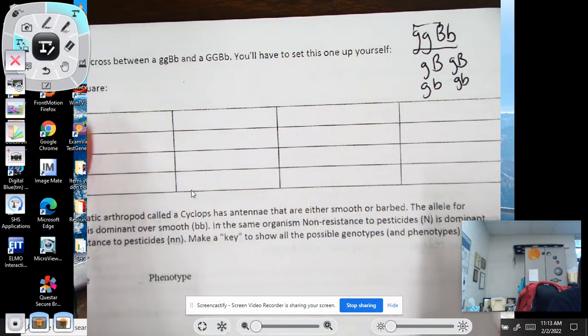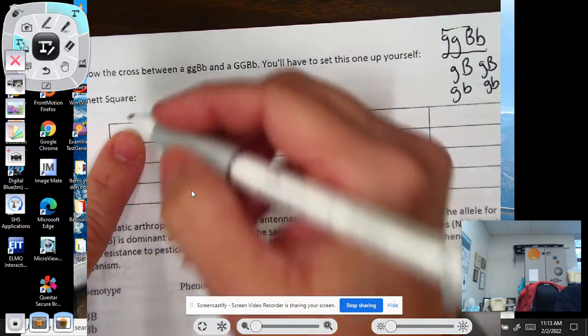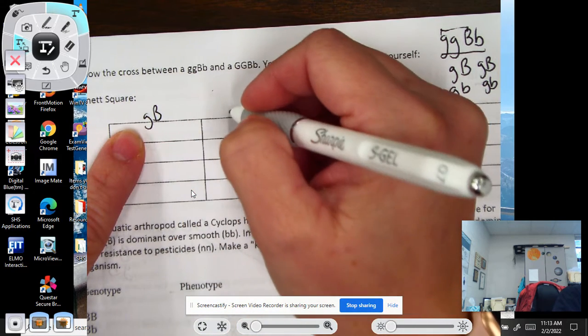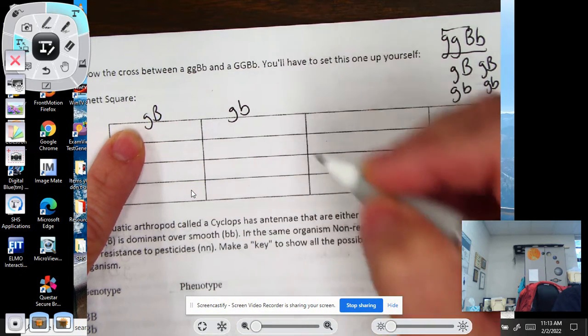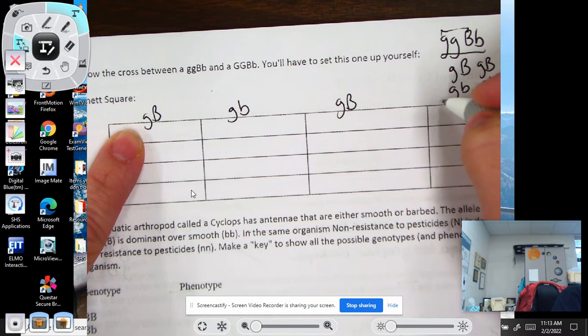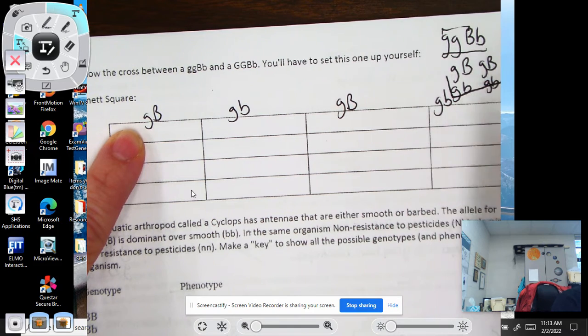Okay? And that's what I'm putting down here. So I'm going to put a little g and a big B, and a little g and a little b, and then a little g big B, and a little g little b.